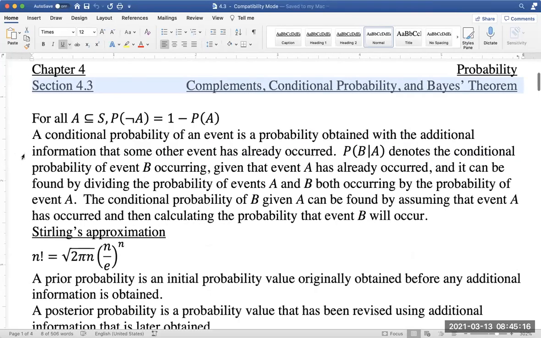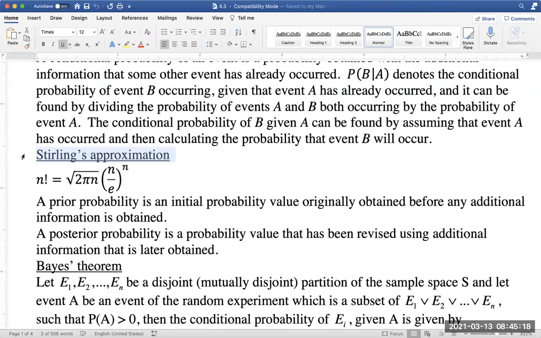So, Stirling's approximation. N factorial is approximately equal to the square root of 2 pi n, all times n over e to the power n.